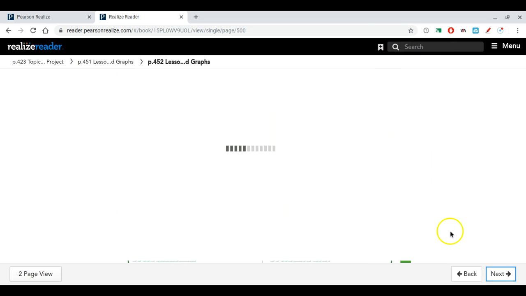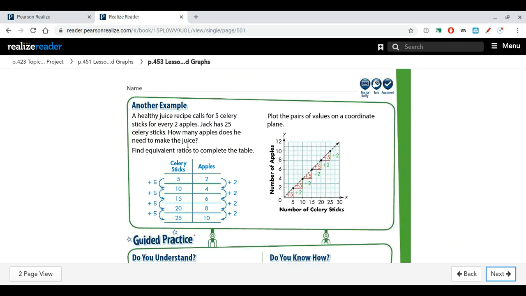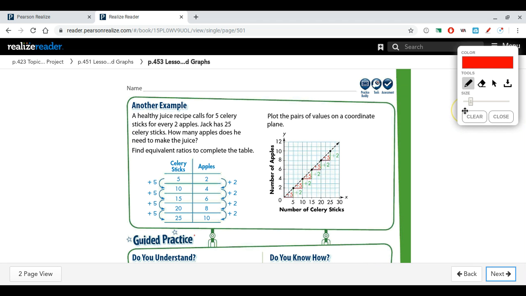At our guided practice, this table is done a little bit differently. I always find that sometimes if I do my tables vertically, I prefer it. And so this table is going to be a table that I prefer a whole lot more. So it says a healthy juice recipe calls for 5 celery sticks for every 2 apples. Jack has 25 celery sticks. How many apples does he need to make the juice? So we start with our original ratio. So we're starting with that 5 to 2 ratio. So for every 5 celery sticks, he's got 2 apples.